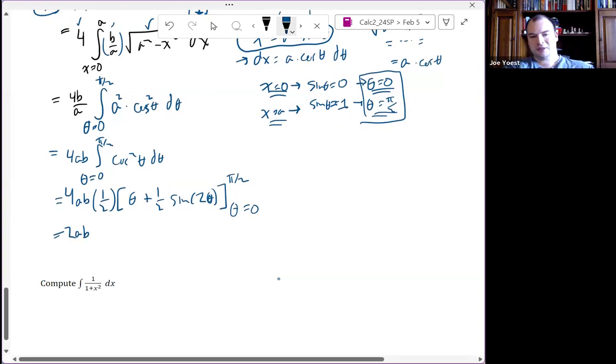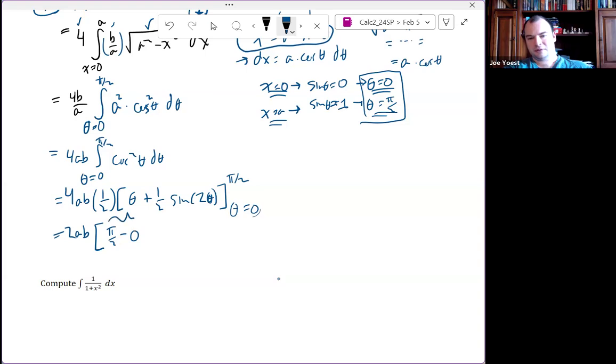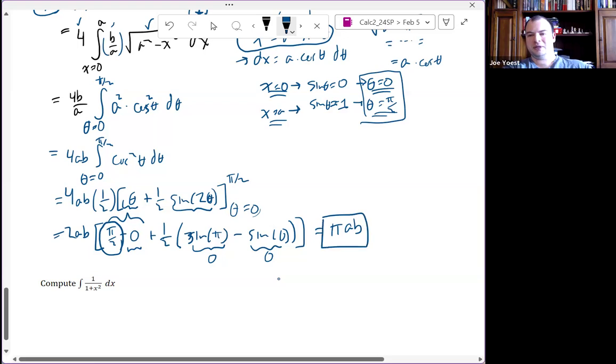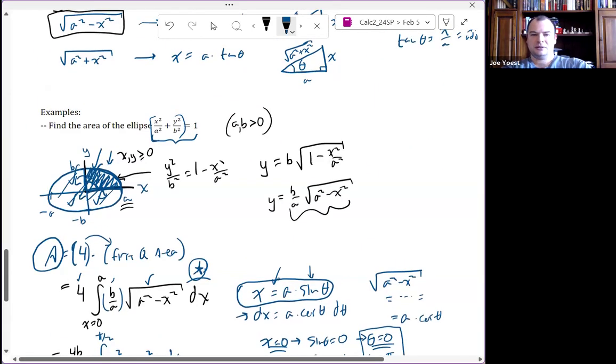So this gives me 2ab times pi over 2, and then minus 0. These are the bits that come from the theta, plus 1/2 times sine of 2 pi over 2 is sine of pi, minus sine of 2 times 0. Oops, sine of 0. Sine of pi is 0, sine of 0 is 0. I keep wanting to turn my zeros into thetas. This is 0. The only bit that survives is the pi over 2. Pi over 2 times 2ab gives me pi ab. So my claim is that the area of the ellipse is pi ab.